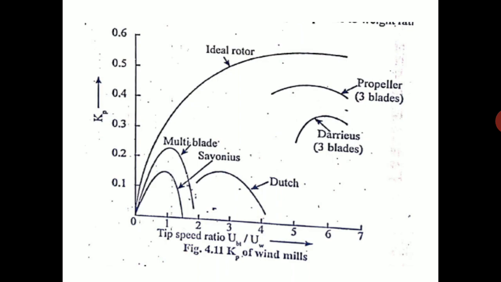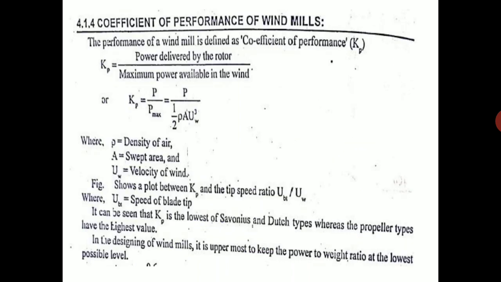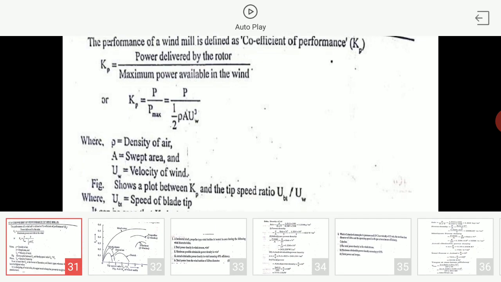So this was the coefficient of performance of the wind turbines, and using the same relation for power, P equals half rho A V cube, we will be solving two numericals. So let us see the numericals now.